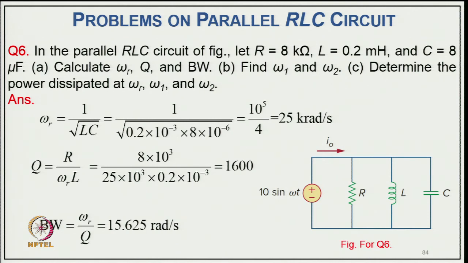Calculate omega R, Q and bandwidth, and find omega 1 and omega 2, and determine the power dissipated at omega R, omega 1 and omega 2. So, omega R equals the square root of 1 upon L C, that is 1 upon the square root of 0.2 into 10 power minus 3 and into 8 into 10 power minus 6. So, it comes as 10 to the power 5 by 4, that is 25 kilo radian per second.